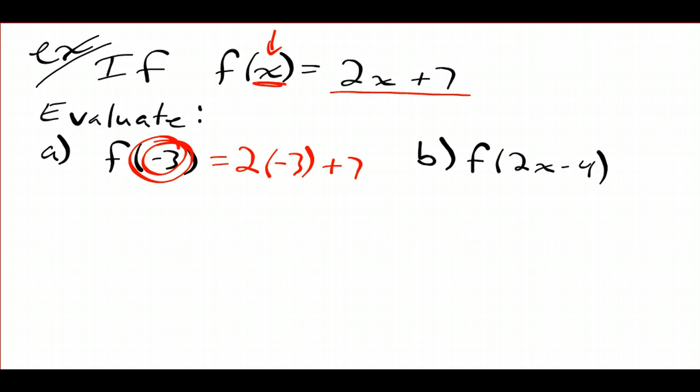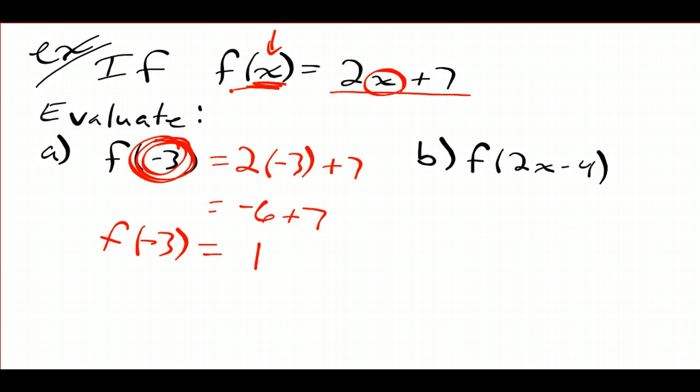Again, instead of an x, I'm substituting in whatever is inside of these parentheses where I see x in your equation. So 2 times negative 3 is negative 6 plus 7. So this whole thing is 1. So we could say f of negative 3 equals 1. Cool, that's all there is to that one.